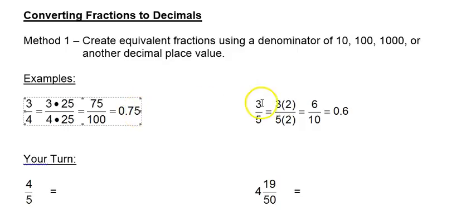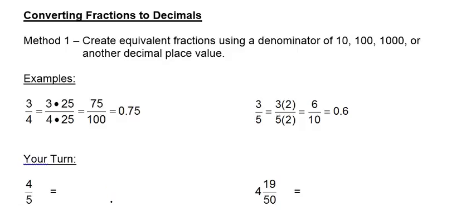The next example is 3/5. So ask yourself, can I multiply 5 by anything to get a place value? The first place value is tenths. So yes, 5 times 2 is 10. And remember, you do the exact same thing to the numerator. So we're going to multiply 3 by 2 as well, which is 6. So 3/5 and 6/10 are equivalent fractions. And right here, there is 6/10 as a decimal. That 6 is in the 10th place value. Go ahead and pause the video and try the next two examples on your own.